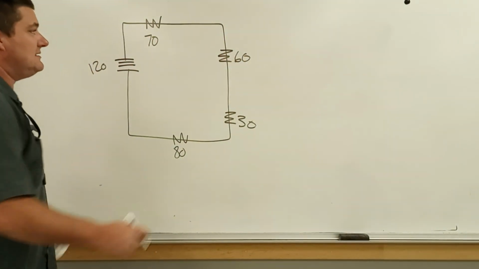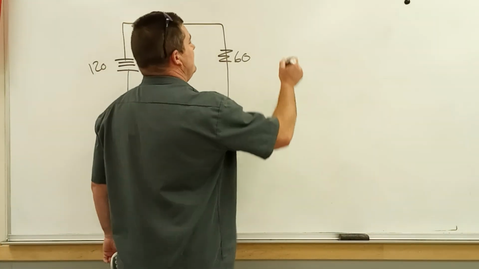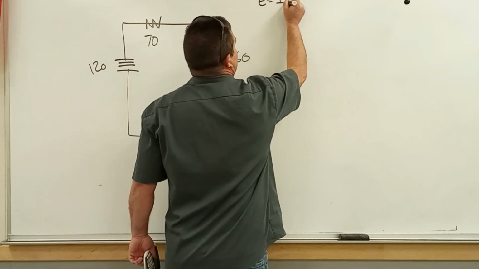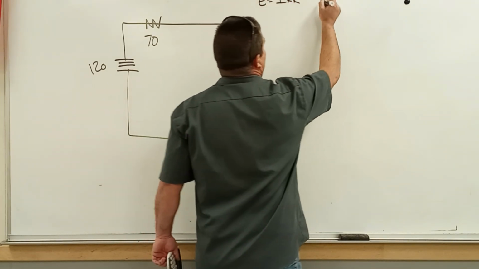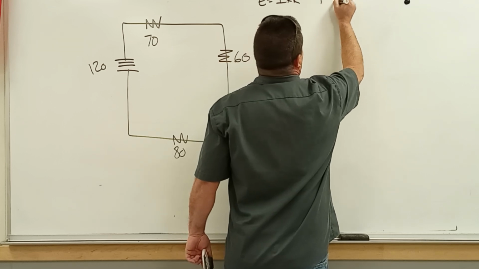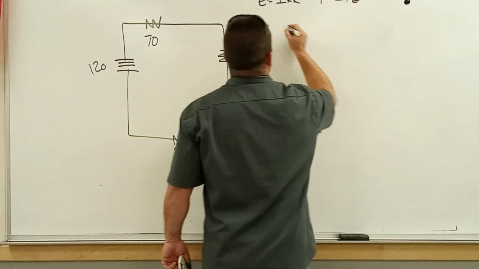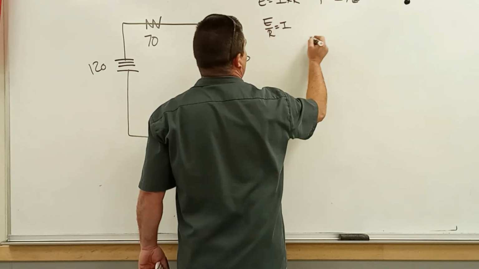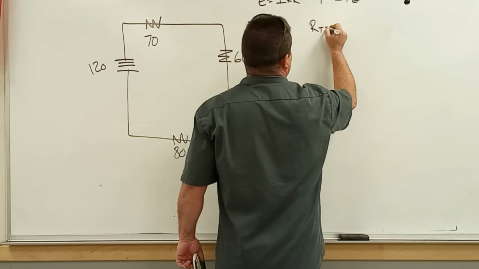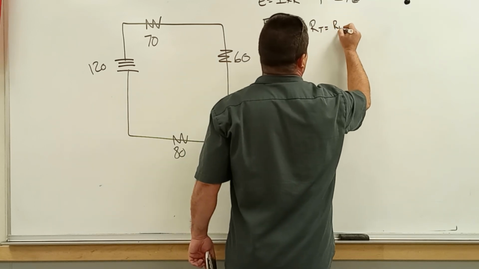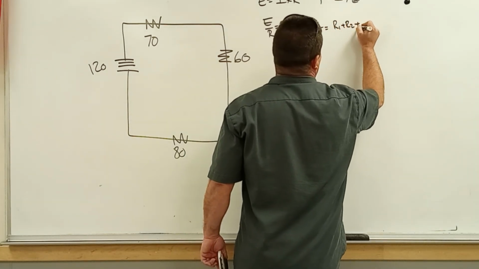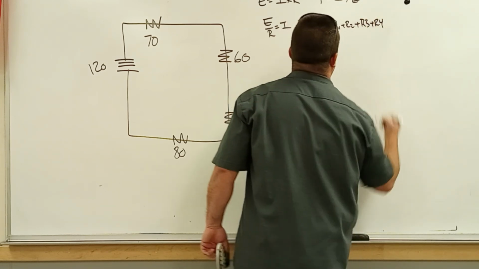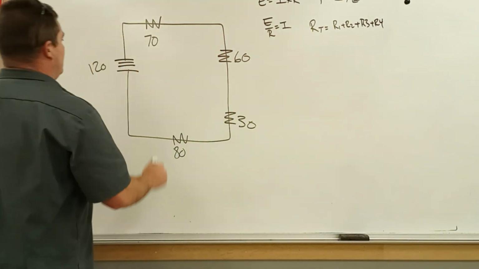All right, our second series circuit. Same thing, put our formulas up here first. Makes your life easy. E equals I times R. P equals I times E. E divided by R equals I. RT equals R1 plus R2 plus R3 plus R4 for what we're working with.